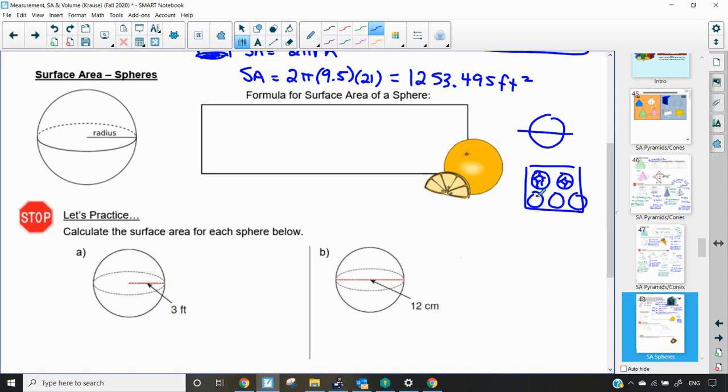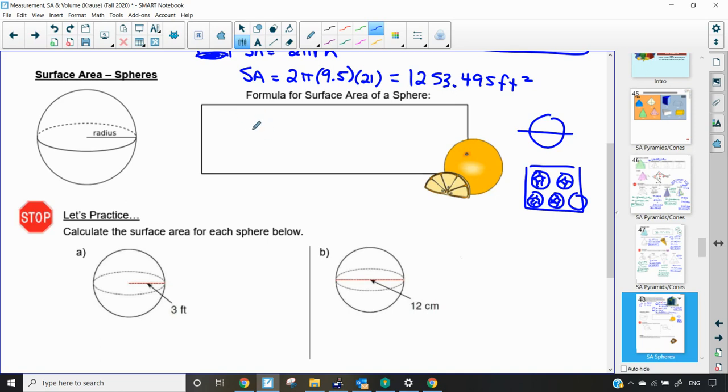So if I were to take all of those orange peels off and start puzzling them in, I would actually be able to fill in 4 circles almost exactly. I've done this experiment with a number of classes over the years. We always come up with 4, so I'm pretty confident that it's always going to be 4 circles.